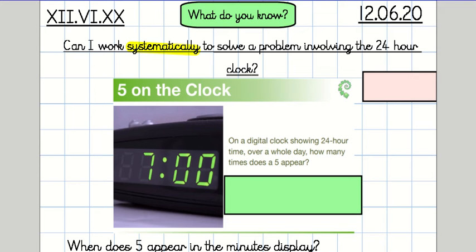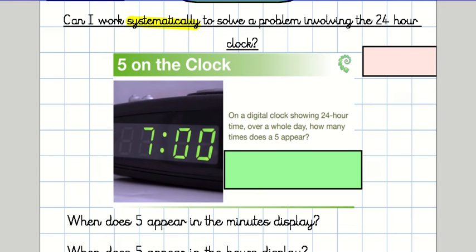Let's take a look at the problem. It's called 5 on the clock. On a digital clock showing 24-hour time, like we looked at yesterday, over a whole day, how many times does a 5 appear? Well, we've got 24 hours in the whole day. We know we've got 60 minutes in that hour. That's really important that we apply that knowledge we've learned about. And the question is asking, how many times does the number 5 appear?